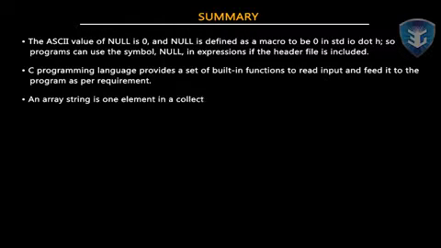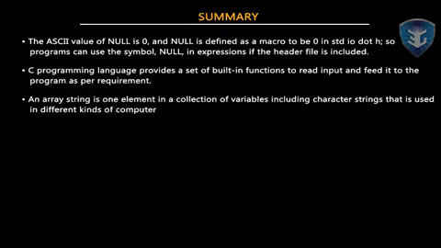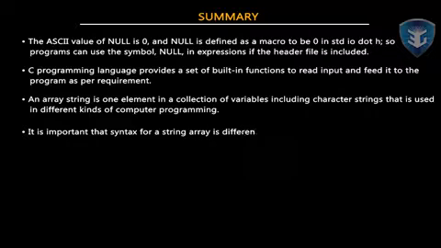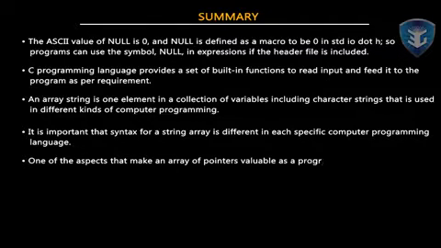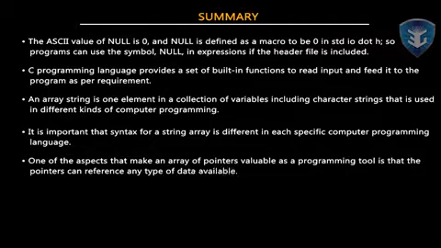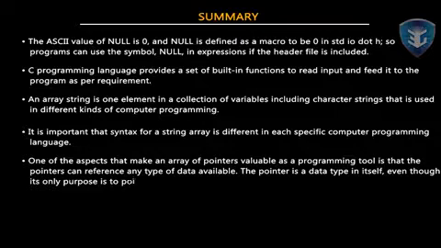An array string is one element in a collection of variables, including character strings, that is used in different kinds of computer programming. It is important that the syntax for a string array is different in each specific computer programming language. One of the aspects that make an array of pointers valuable as a programming tool is that the pointers can reference any type of data available. The pointer is a data type in itself, even though its only purpose is to point toward another data type.